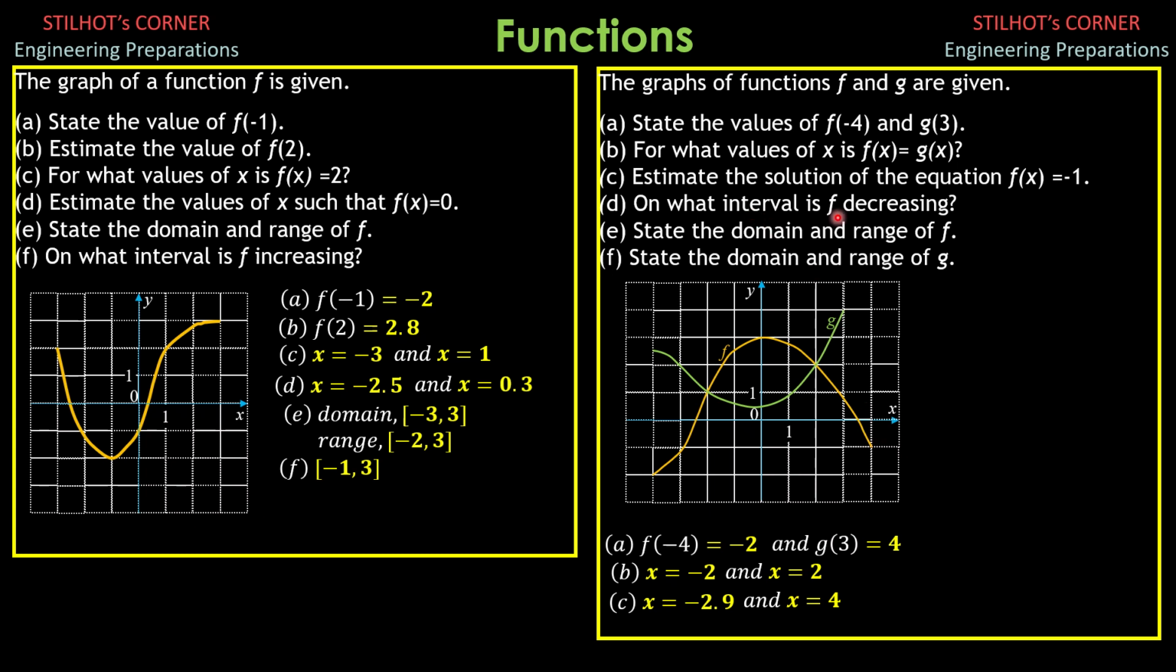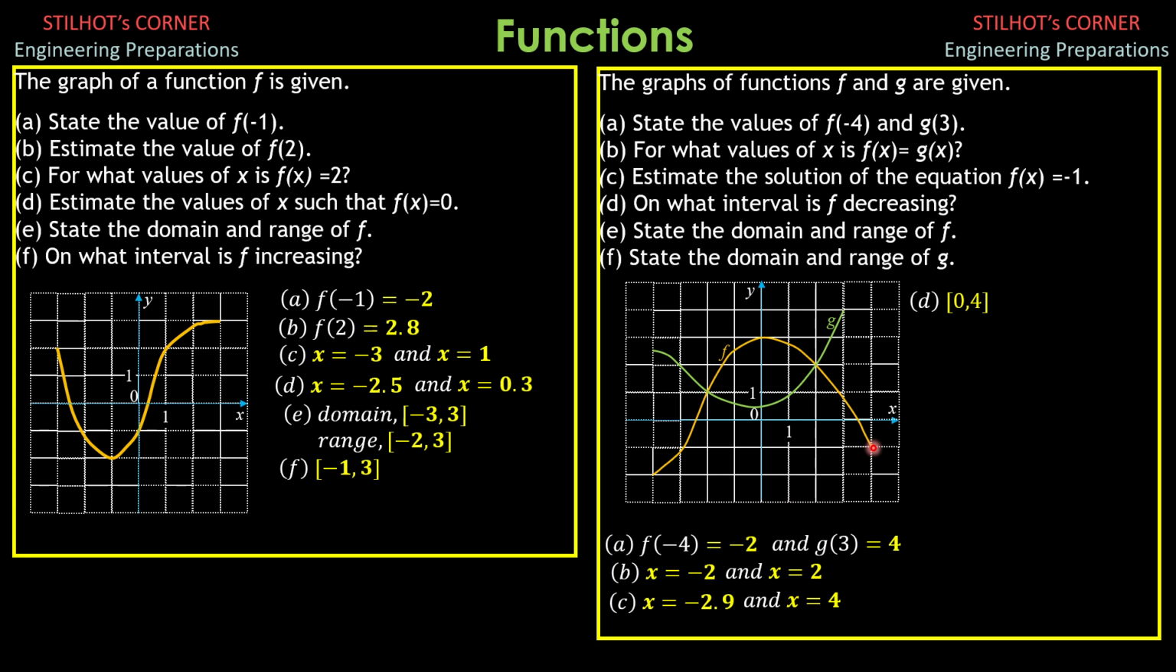On what interval is f decreasing? F is decreasing from here. This is the highest point, then here. So it is in the closed interval 0 to 4. So 0 to 4.